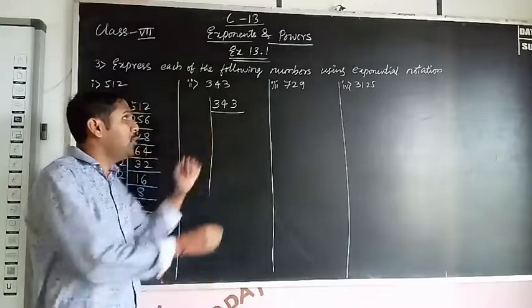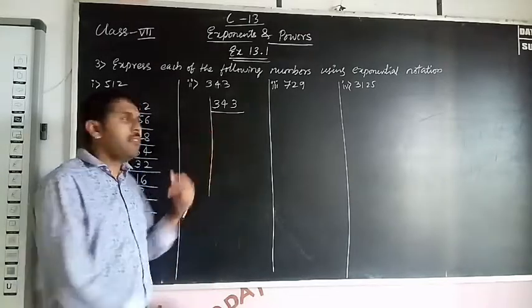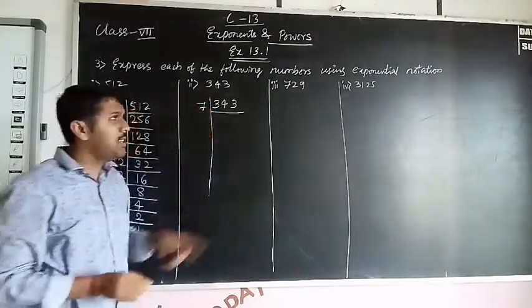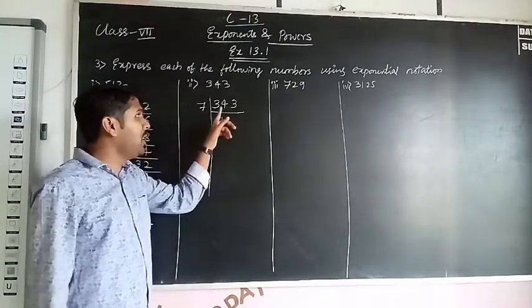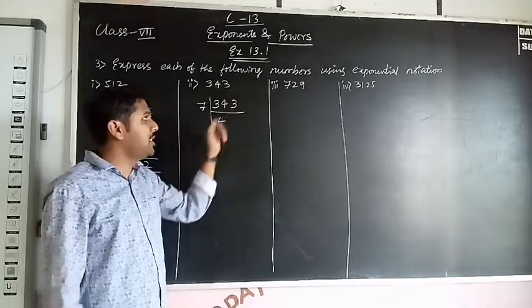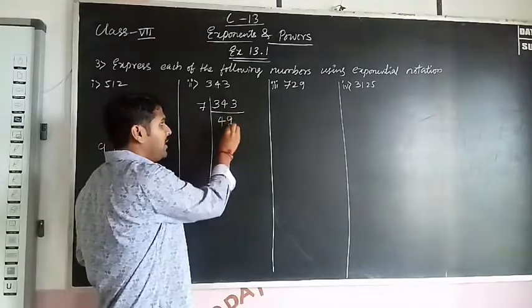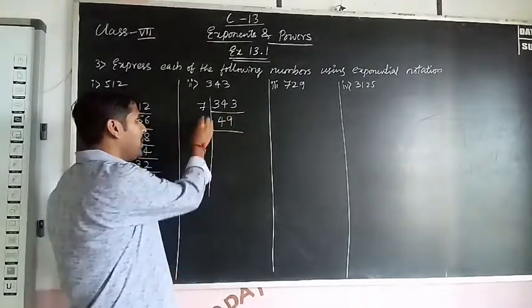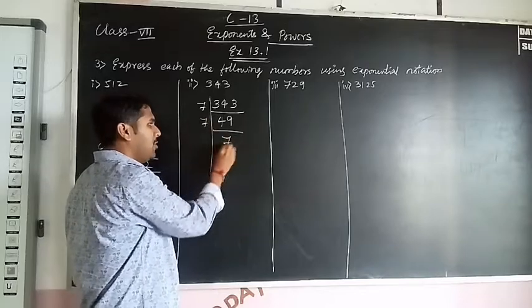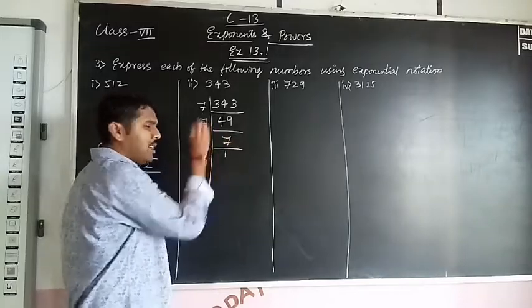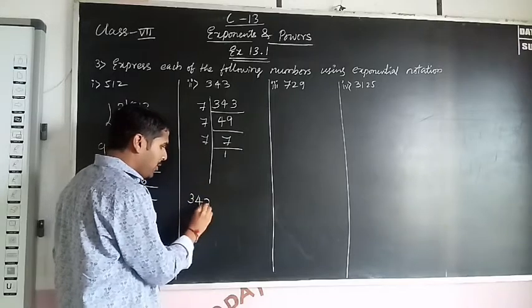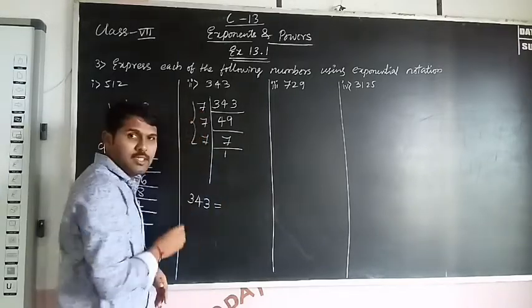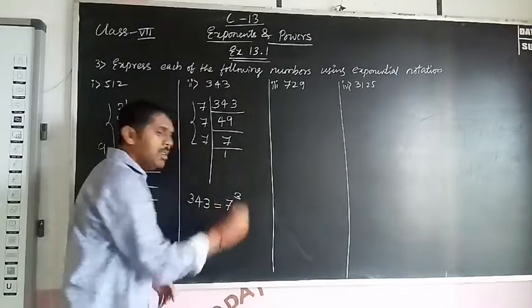So second one, 343. This is divisible by 7. So write 7. 7 4s are 28. So 34 minus 28 is 6, bring down 3, so 63. 7 9s are 63. So next again divisible by 7. 7 7s are 49. Again 7 1s are 7. So we can write it as 343. 343 equals total how many times 7? 3 times. So 7 raised to 3.